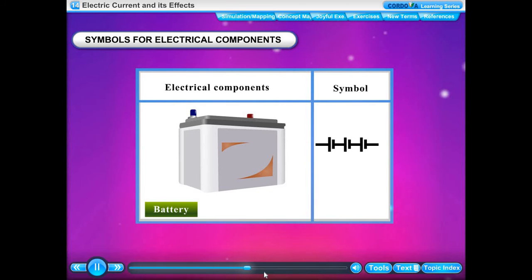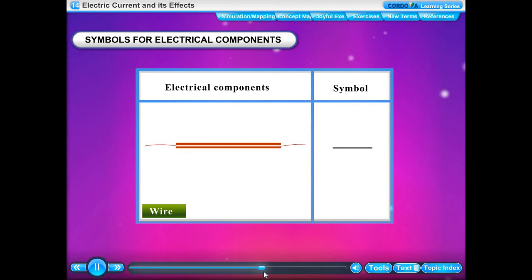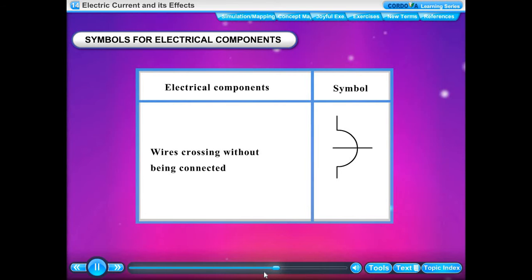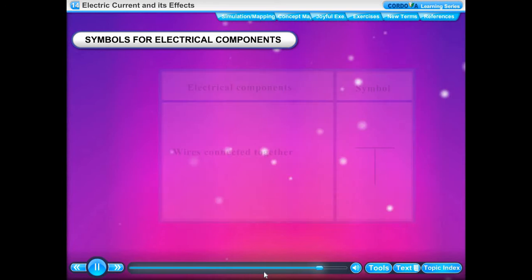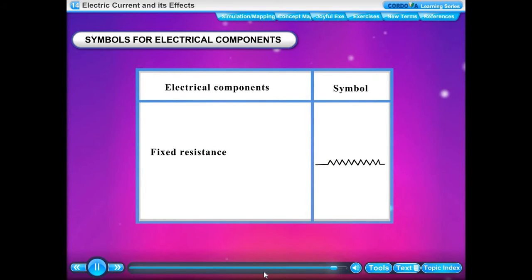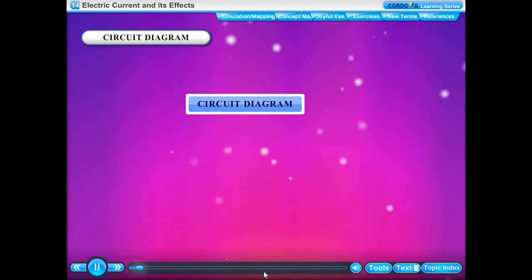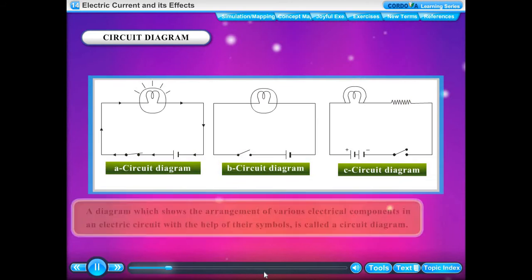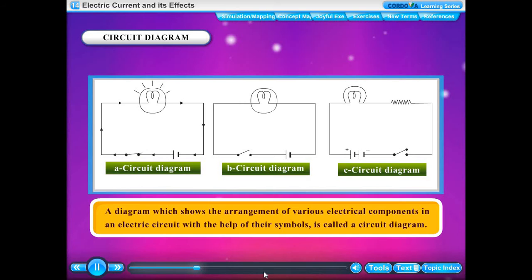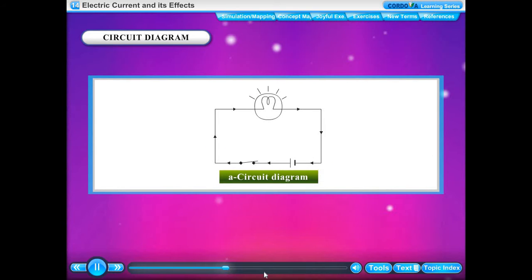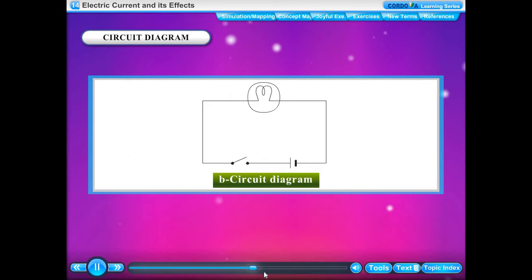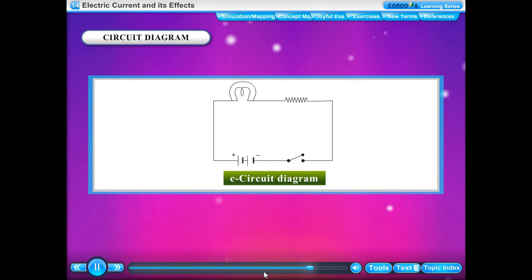Battery, wire, wires crossing without being connected, wires connected together, fixed resistance. Circuit diagram. A diagram which shows the arrangement of various electrical components in an electric circuit with the help of their symbols is called a circuit diagram.